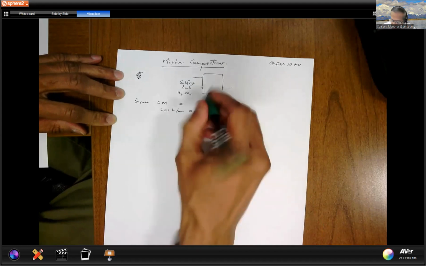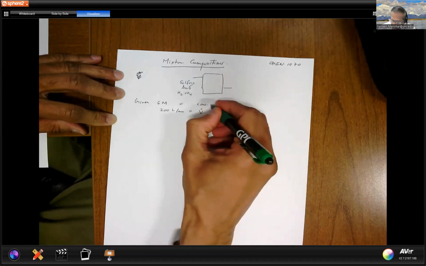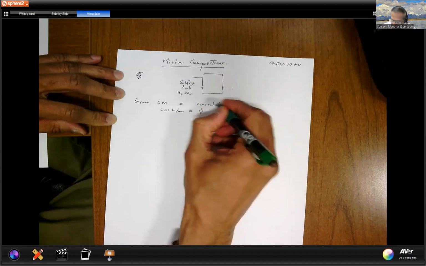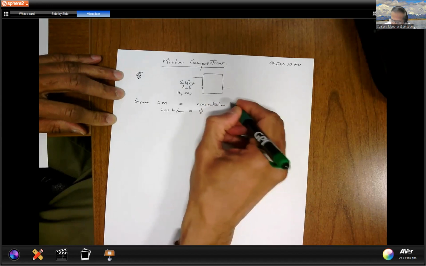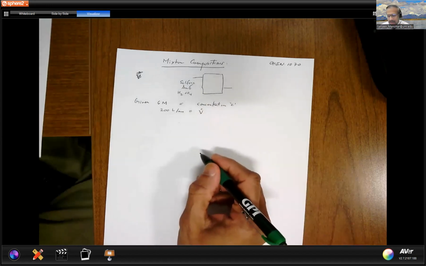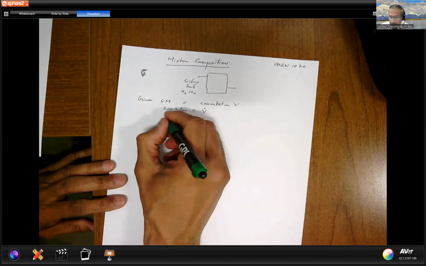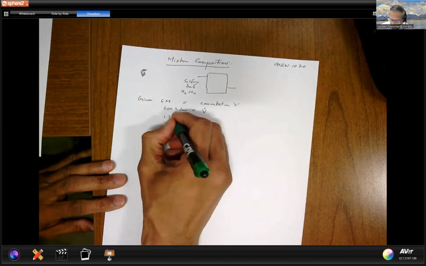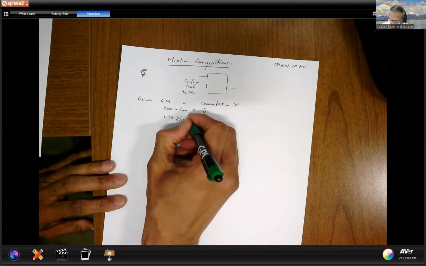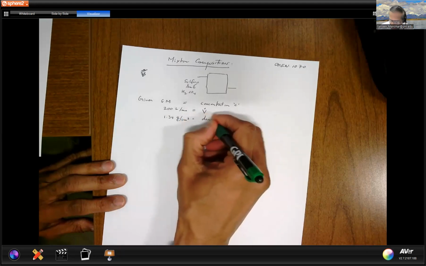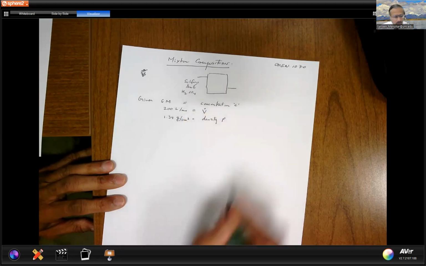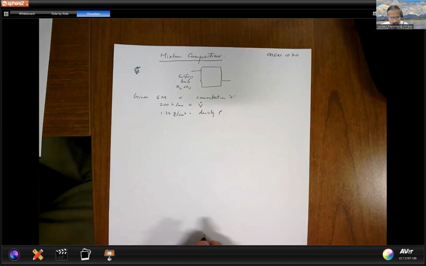So what is 6 molar? It's concentration, right? Concentration C. Density is also given, right? Density is 1.34 grams per cubic centimeter. That is density rho, correct? These are the 3 things given. So what's being asked?